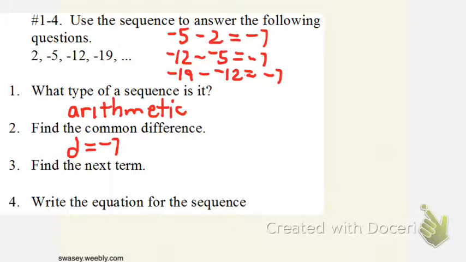To get the next term, we can add negative 7. So on number 3, to find the next term, let's take negative 19 and add negative 7 to that. And so you get negative 26.